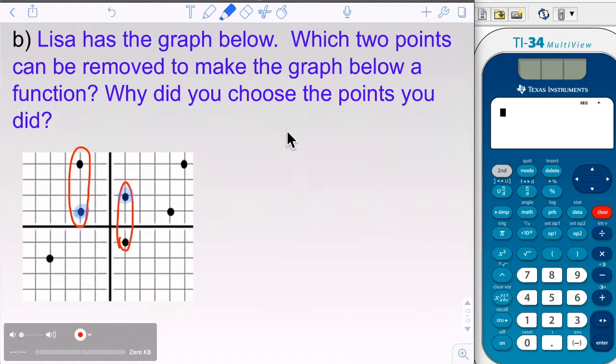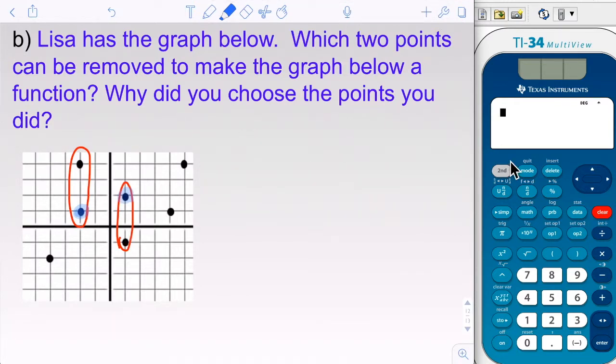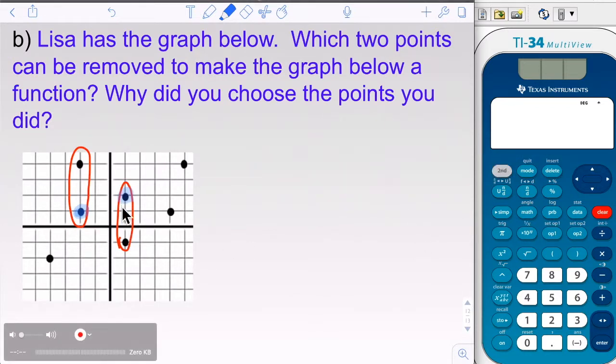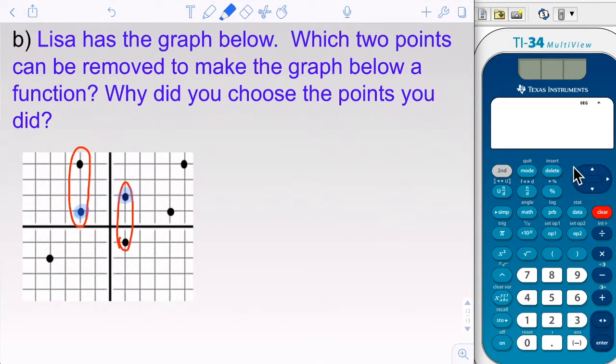And then why did you choose the points you did? You would say something like, well, it fails the vertical line test. The 2 points are vertical of each other, something like that. That I removed one of those because they're vertical, and so they would fail the vertical line test. The x value of 1 has 2 different y values, which is not allowed, and so by removing one of them, it makes it a function. Something like that.